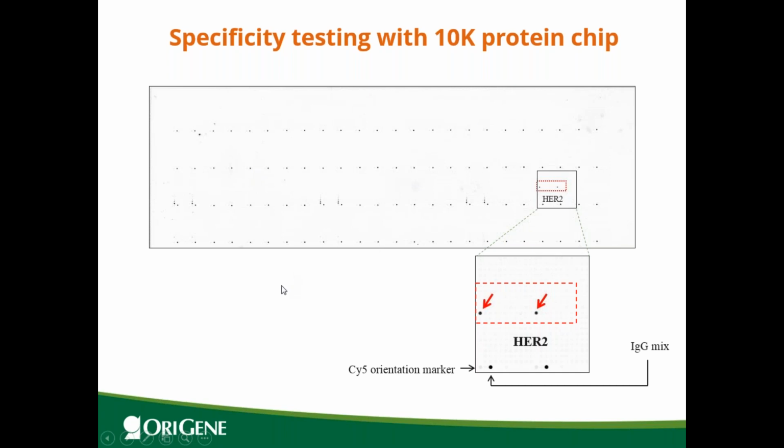Here, I'm showing the data from the same anti-Her2 antibody. It's the UM50036. And this antibody shows a specific binding to the Her2 protein on this 10K protein chip, and it doesn't recognize any other protein on the chip. So this provides another strong evidence for the specificity of this anti-Her2 antibody.